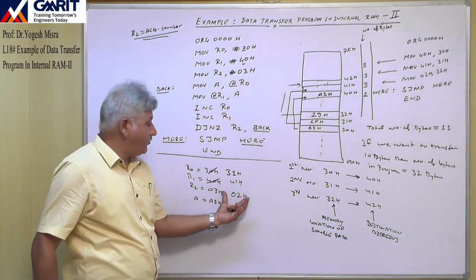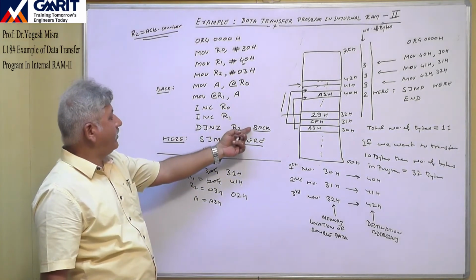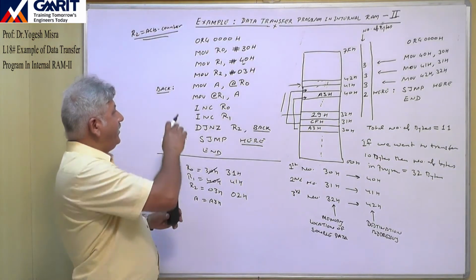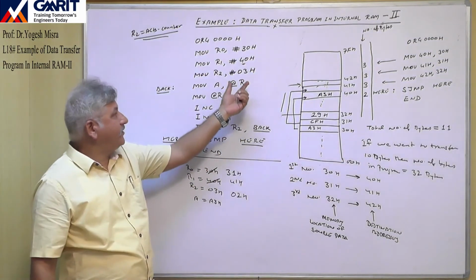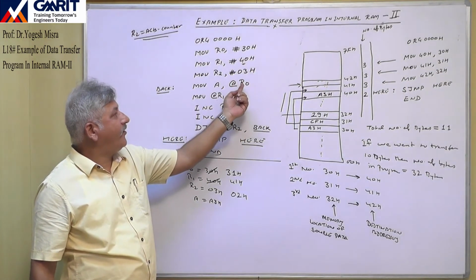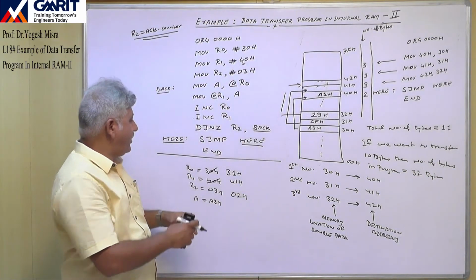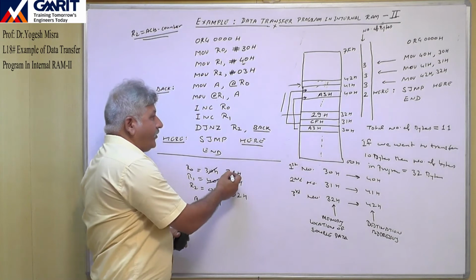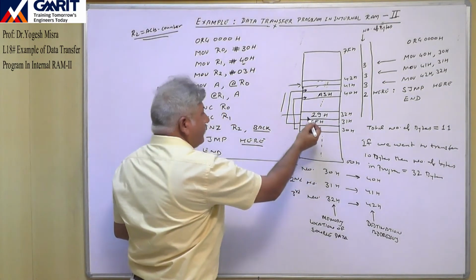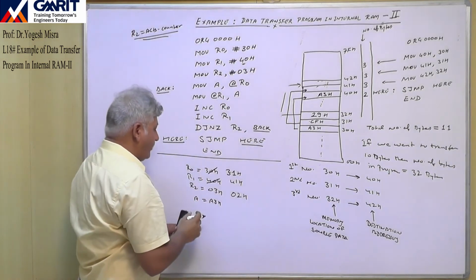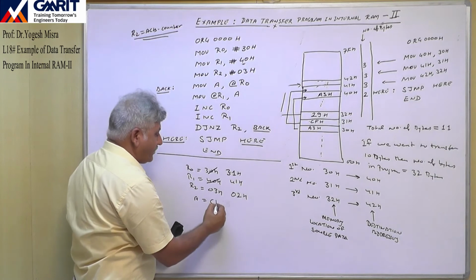Now since R2 is not 0, go back to label back. So the program controller will come back to this. And here MOV A, @R0. So whatever is there in the RAM whose address is defined by R0 will be transferred to A. What is there in R0? In R0 we have 31. So at 31 we have content CF. So this will be moved into the A register. So now in the A register, in place of A3 we have now CF.